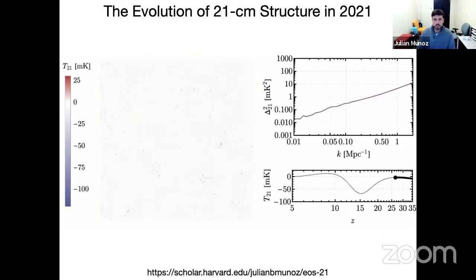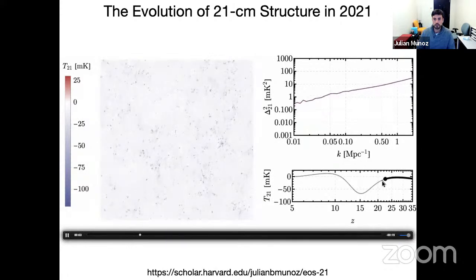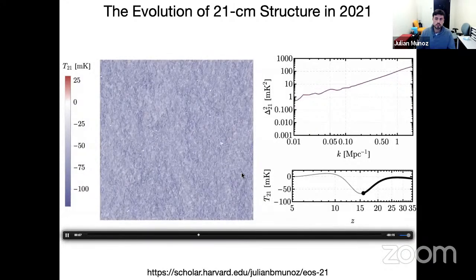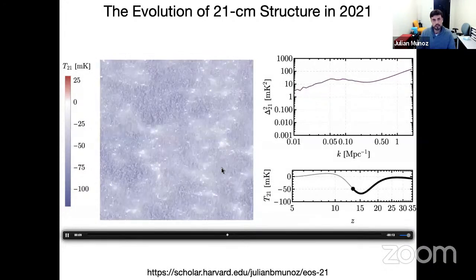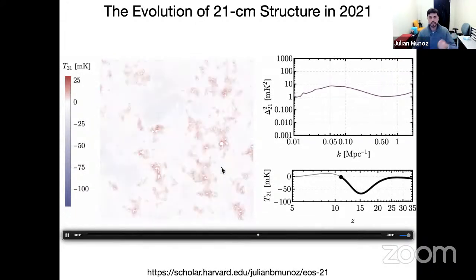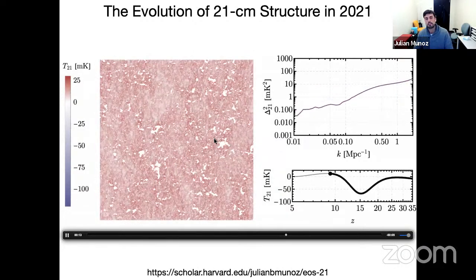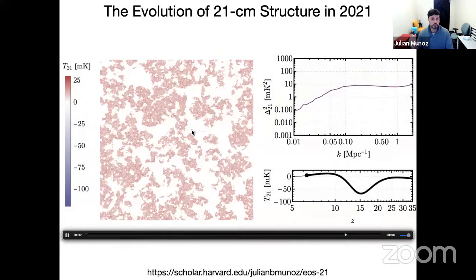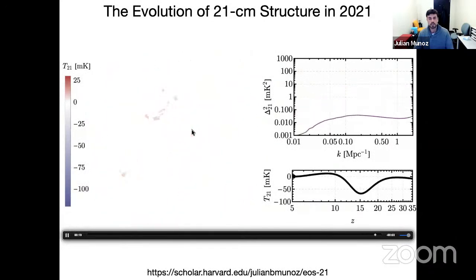So as it starts evolving, you start seeing how the global signal goes down. That's because of the Wouthuysen-Field effect. The signal becomes blue. Then you start seeing it turning to red, as X-ray heating starts to heat up the gas. Then it all turns red. Then you see the white, which are the bubbles of reionization, as you start to ionize all the hydrogen. So this is an animation of this whole process.